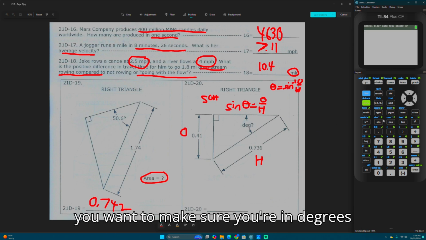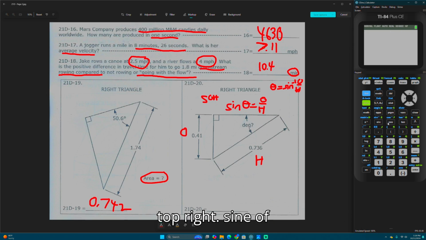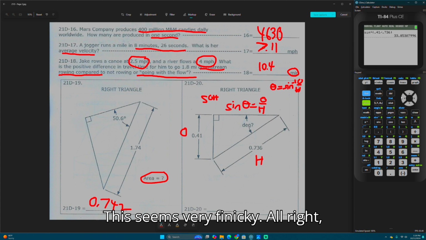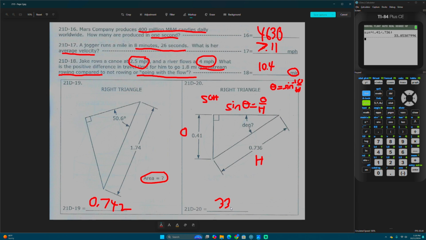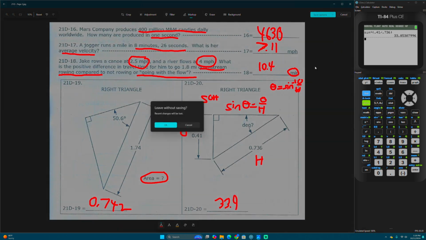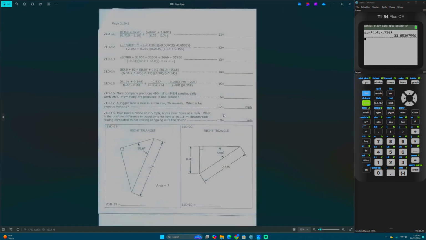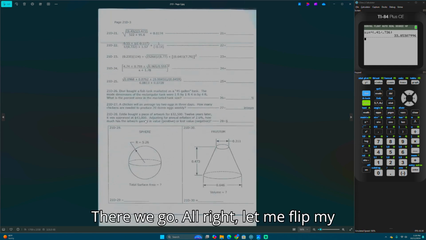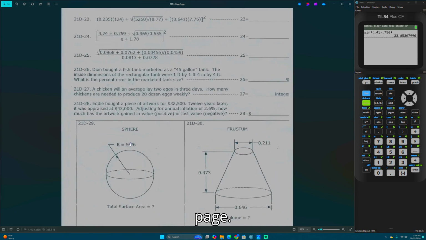You want to make sure you're in degrees, by the way, which you could tell by the top right. Sine inverse of opposite over h, 0.41 over 0.736. See, I thought I clicked the 6 there. This thing is very finicky. All right, 33.9. That's the correct answer. Moving on. There we go. All right, let me flip my page.